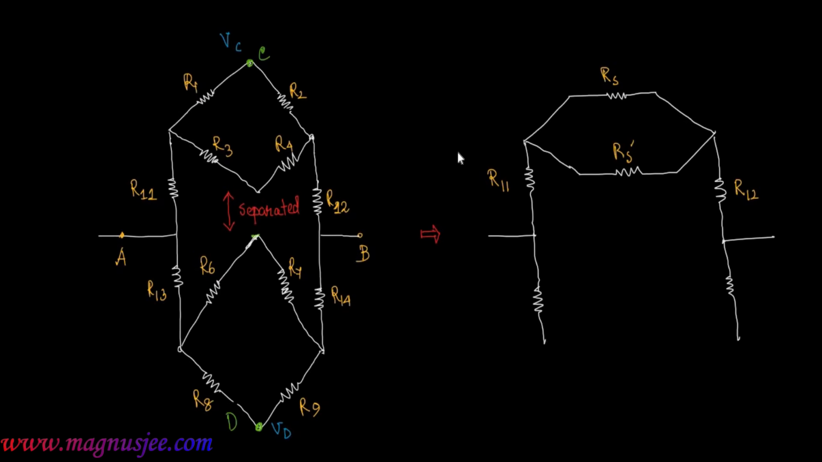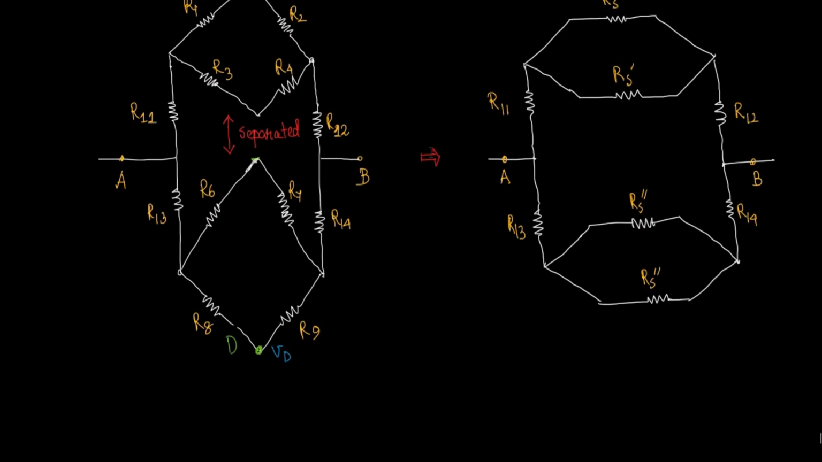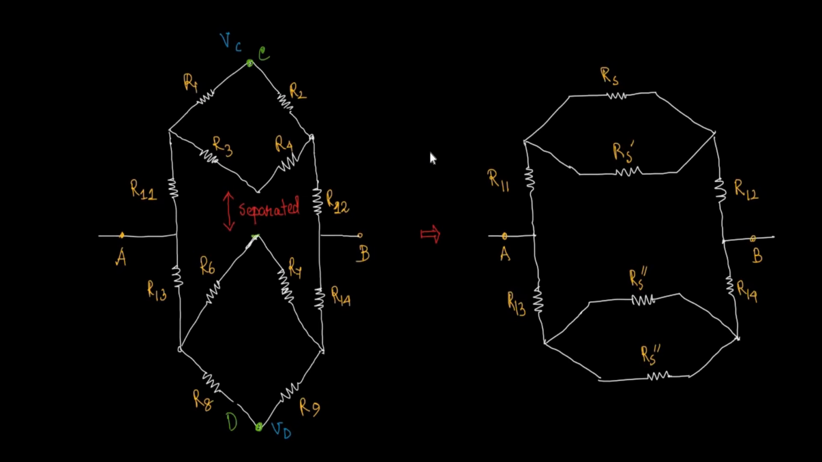Rs prime is also the equivalent resistance of the series combination of two resistors R3, R4. Similarly, the equivalent resistance of R6 and R7 is Rs double prime. Rs triple prime is the equivalent resistance of the resistors R8, R9.